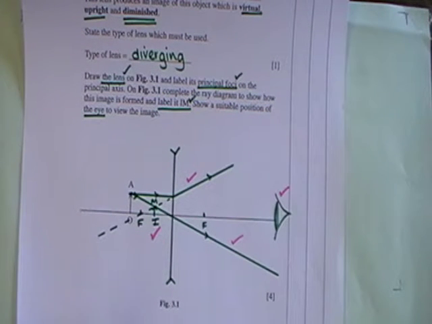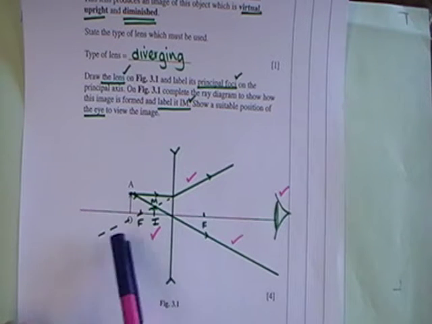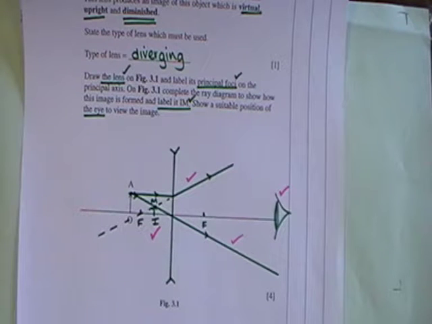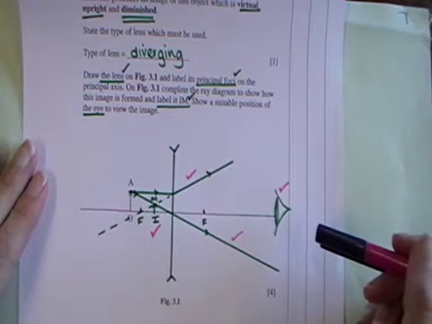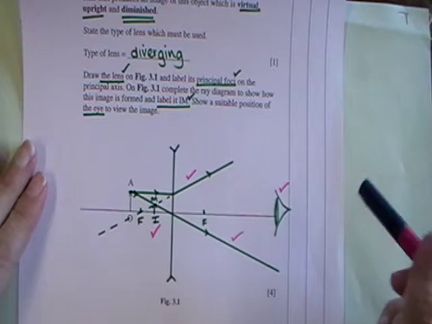Had you done that question and forgotten the arrows, you would have lost a mark. Or had your virtual ray not been dashed, you would also have lost a mark. So it's very easy to gain marks in that question once you learn the diagram, but it's also very easy to lose them through carelessness. Moving on to part B of that question then.